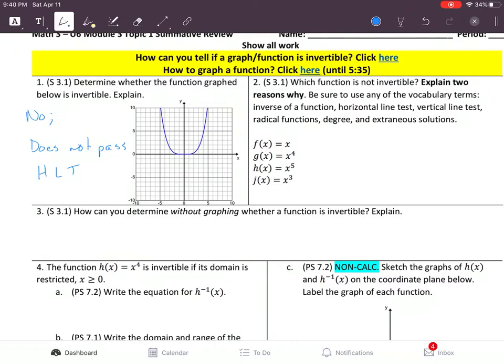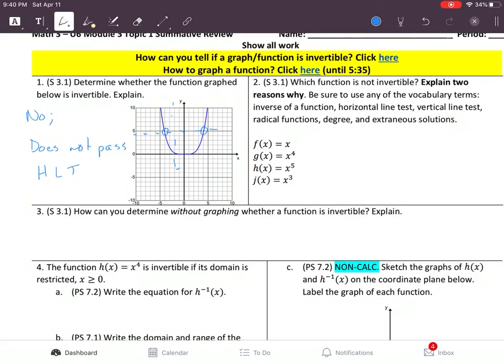Okay, number 2. So, before we get to number 2, the vertical line test tests if something is a function. In this case, this is a function, but the horizontal line test is to see if something is invertible. The horizontal line test says that if you have a horizontal line through a graph, it cannot touch more than once, and this one touches twice. So that means it is not invertible.